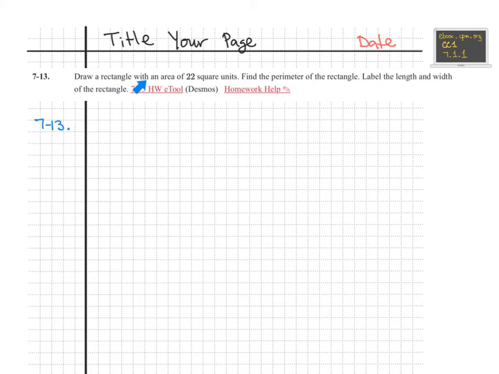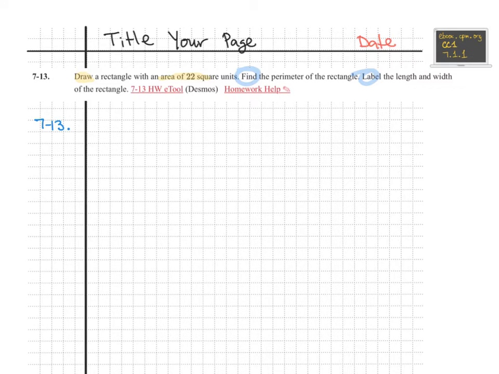Draw a rectangle with an area of 22 square units. Find the perimeter of the rectangle. Label the length and width of the rectangle. Okay, according to the directions, and let's do a second read. Basically, we need to draw a rectangle specifically with 22 square units. And after that, we'll be finding the perimeter, and then we have to label the length and the width of the rectangle. I have prepared my notebook already on note paper.